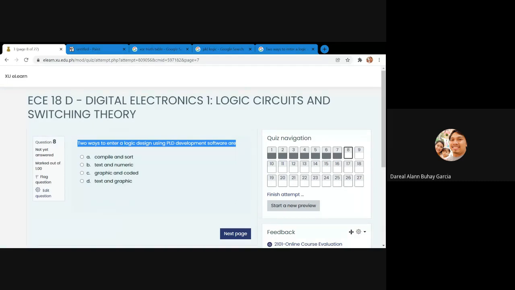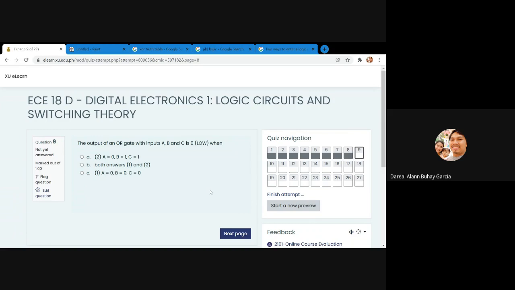All of the above? Wala may all of the above. PLD development. Text, numeric siguro.